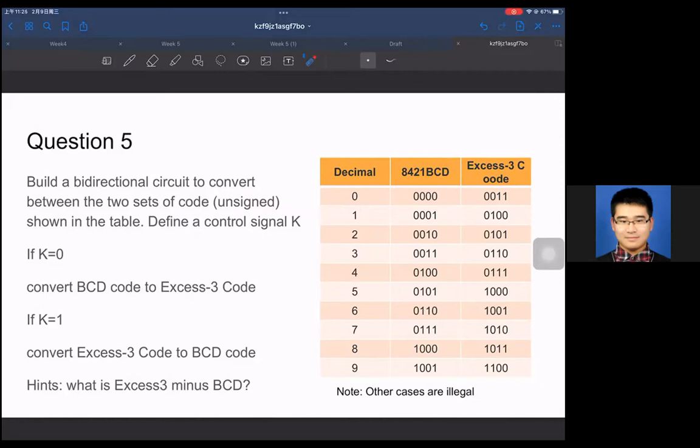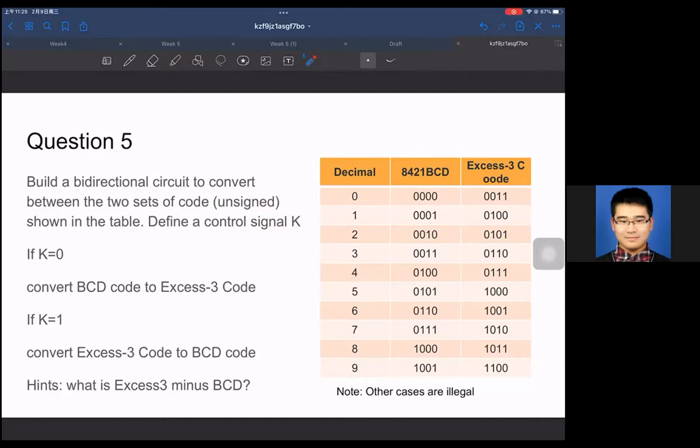Just imagine there's one boring person in this world who implemented this excess 3 code, and someone who is even more boring, which is me, asks you to do the following: build a circuit to bidirectionally encode and decode these 2 codes, which means I have a control signal K. If K equals 0, then I'll ask you to convert BCD code into excess 3 code, right? From left to right.